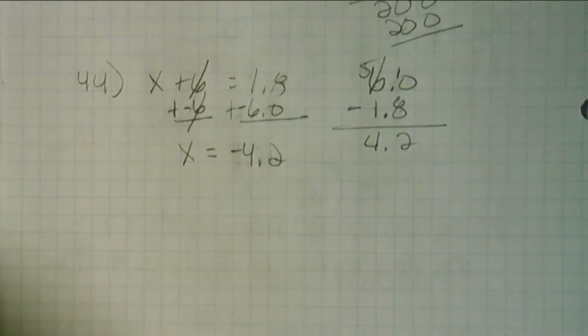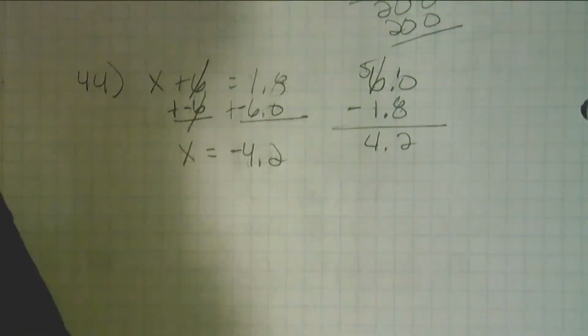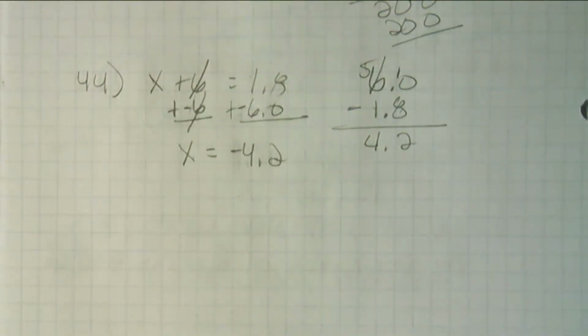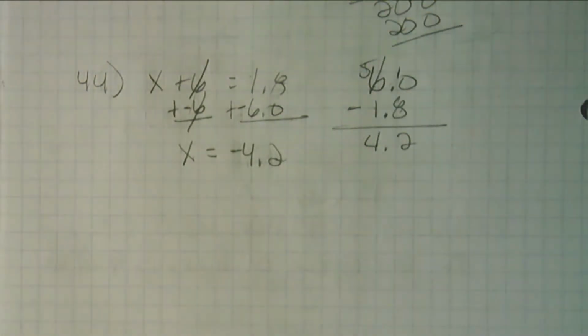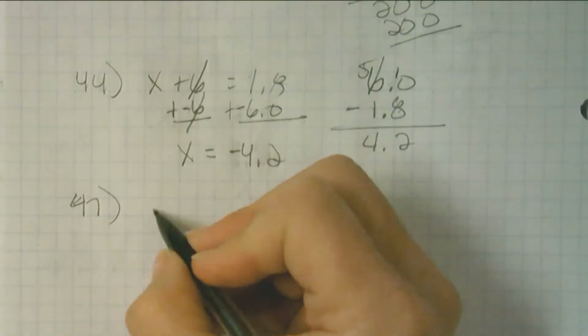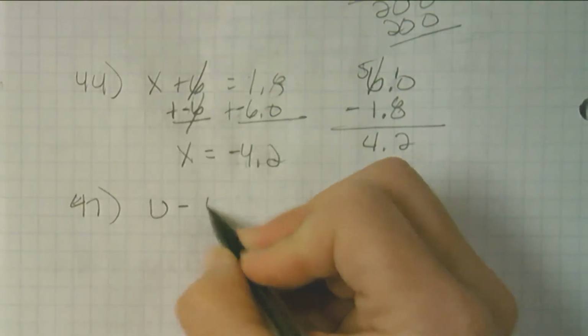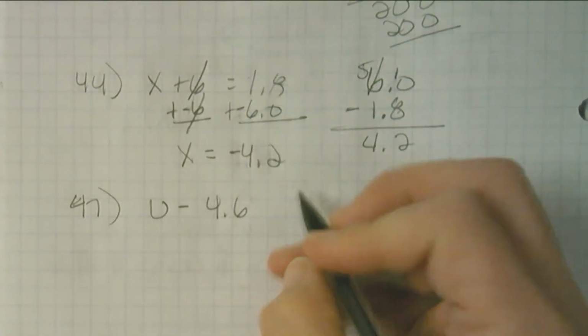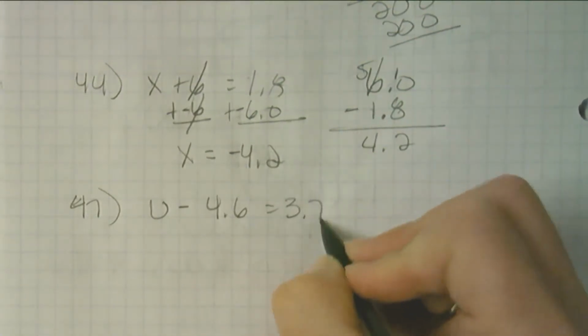All right, that's it for the chapter review. Yes. 47 is a positive 8.3. Sure, absolutely. So it says u minus, oh, I'm glad you're asking me to do this. u minus 4.6 is equal to 3.7.